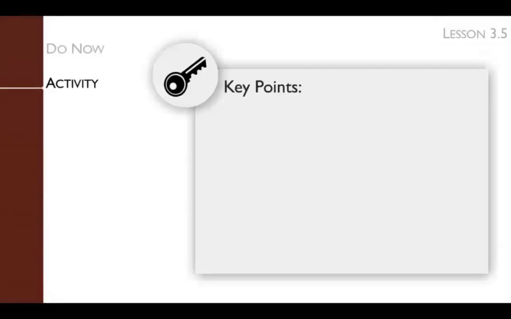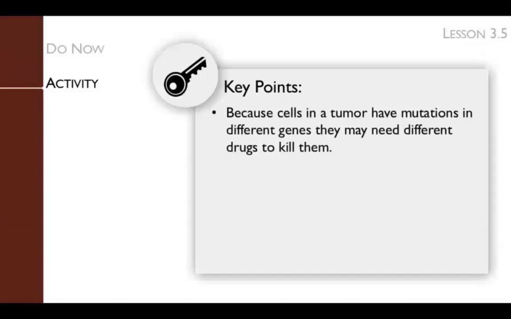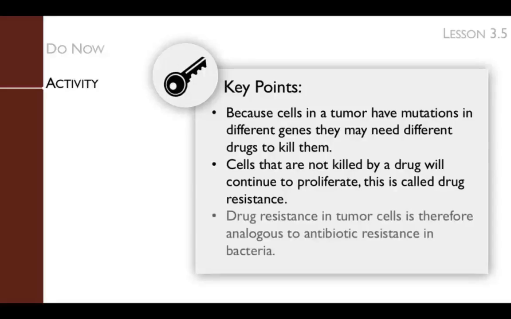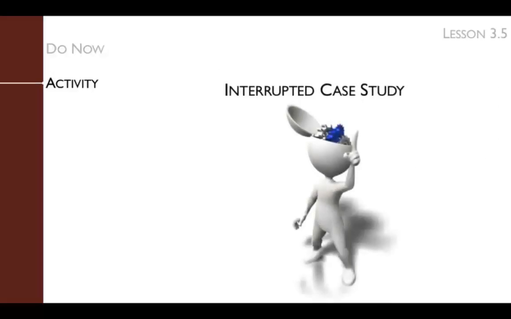The key points of this lesson's activity are that because cells in a tumor have mutations in different genes, they may need different drugs to kill them. Cells that are not killed by a drug will continue to proliferate, and this is called drug resistance. Drug resistance in tumor cells is therefore analogous to antibiotic resistance in bacteria. We'll get there by having students complete an interrupted case study on susceptibility and resistance to chemotherapy.